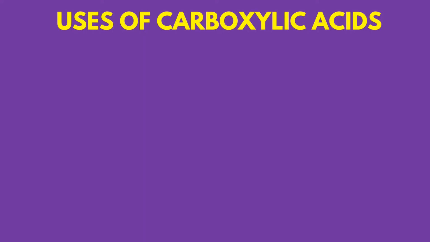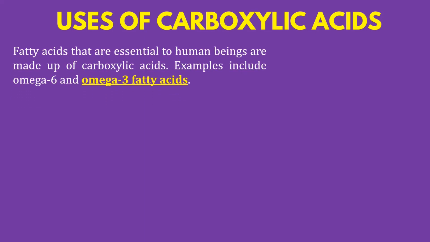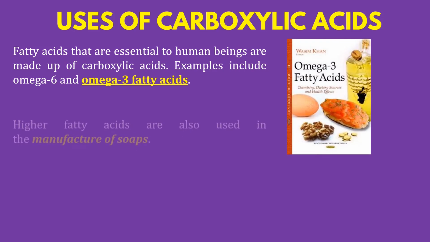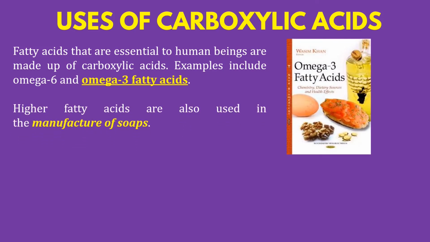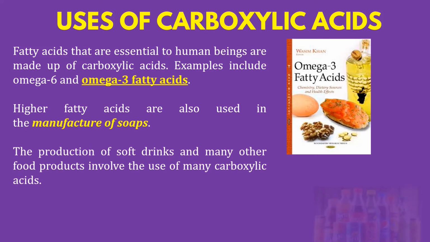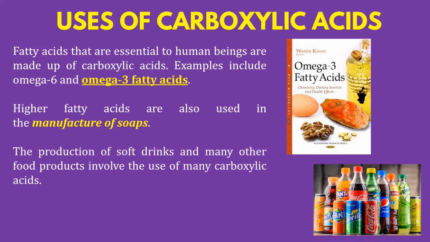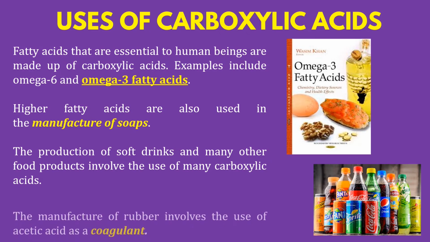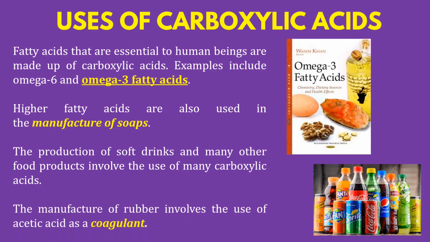Uses of carboxylic acids. Fatty acids that are essential to human beings are made up of carboxylic acids. Examples include omega-6 and omega-3 fatty acids. Higher fatty acids are also used in the manufacture of soaps. The production of soft drinks and many other food products involve the use of many carboxylic acids. The manufacture of rubber involves the use of acetic acid as a coagulant.